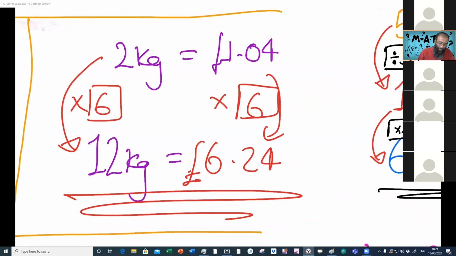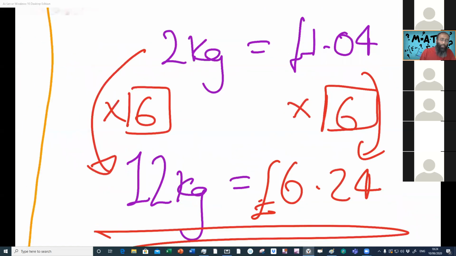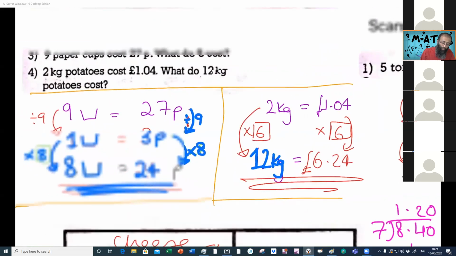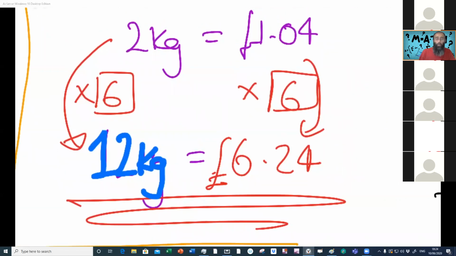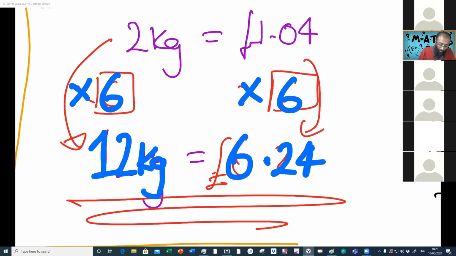Okay, next question. Now in this next question, we had 2 kilograms of potatoes that cost £1.04. The question was, how do you work out 12 kilograms of potatoes? Now, unlike the previous question where we had to work out the 1 paper cup, here we don't need to work out 1 kilogram because 2 kilograms can become 12 by multiplying by 6 in 1 easy step. So 2 times by 6 is 12. What we do on the left, we repeat on the right. £1.04 times by 6 gave us an answer of £6.24.